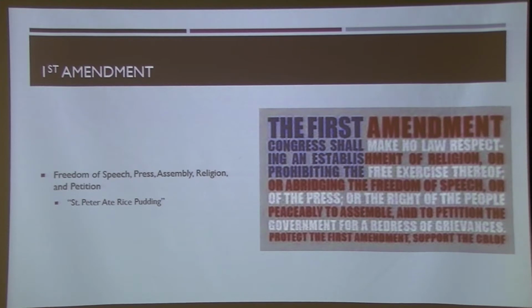All right, our First Amendment, that will be the focus for the rest of this. There are 5 parts. You need to know all 5 parts. And with some of those parts, there are multiple parts you have to know and separate here. Speech, press, assembly, religion, and petition. There's an old saying, St. Peter ate rice pudding, that some people use to remember that. I don't. I just straight out have to memorize the 5. But that's where you need to know it.